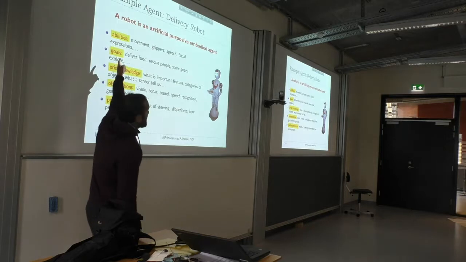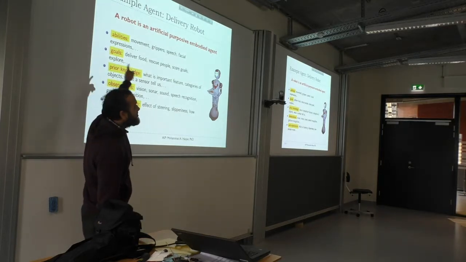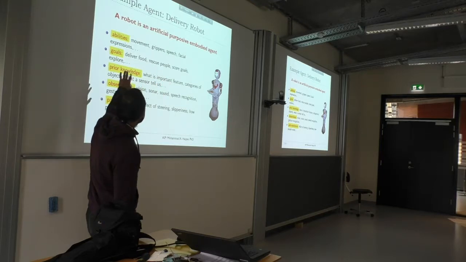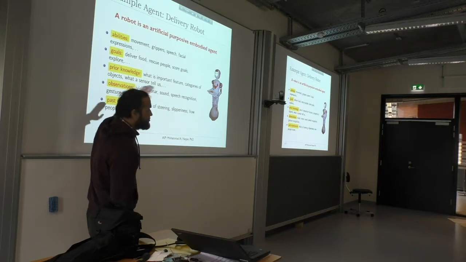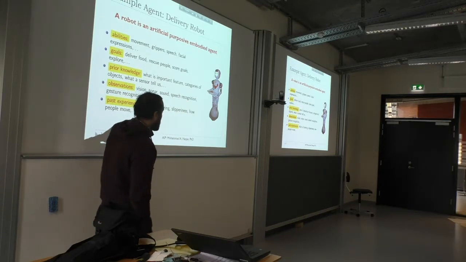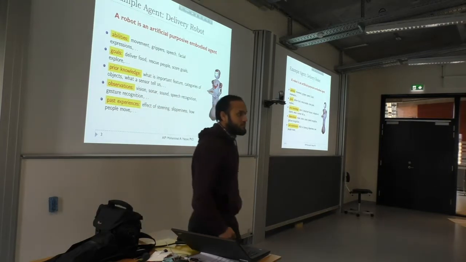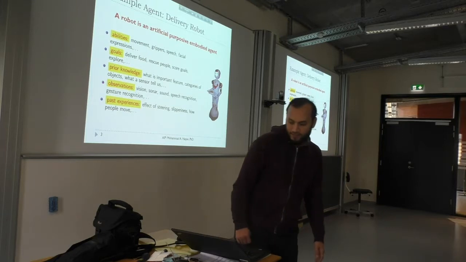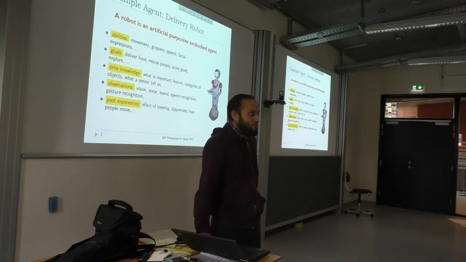We have the name as abilities. What can be the abilities for this robot? We have movement, grippers, speech and facial expressions. And then we have goals. We have prior knowledge for this one. And we have observations and we have past experience. And these two slides actually you have seen before in the last class. So that is our starting point today.